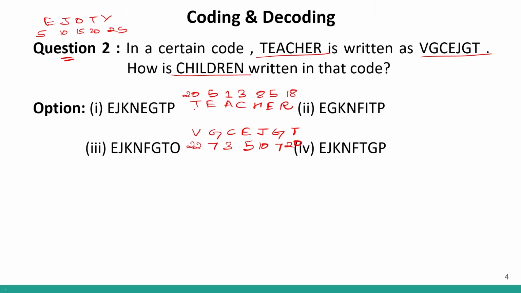So now if I look at the pattern, from 20 to 22 we are adding 2, correct? From 5 to 7 also we are adding 2. From 1 to 3 we are adding 2. From 3 to 5 we are adding 2. 8 to 10 we are adding 2. 5 to 7 we are adding 2. And from 18 to 20 also we are adding 2. So we are adding 2 in each of the cases. Correct? So we'll do the same pattern for children.